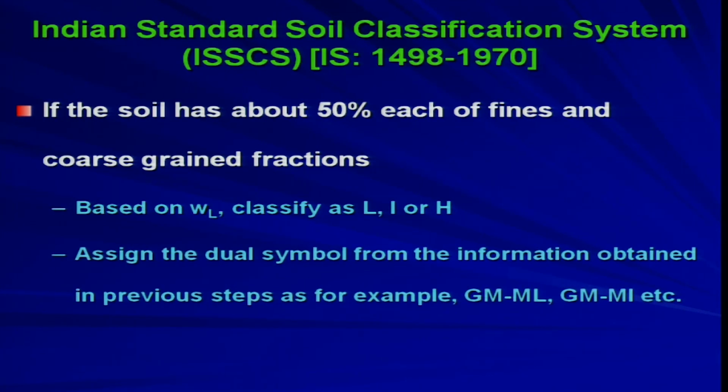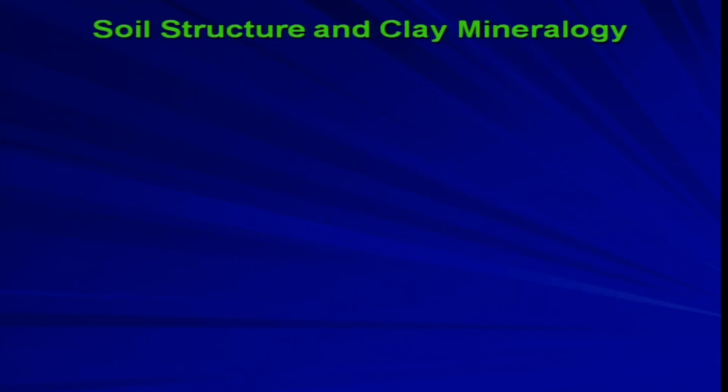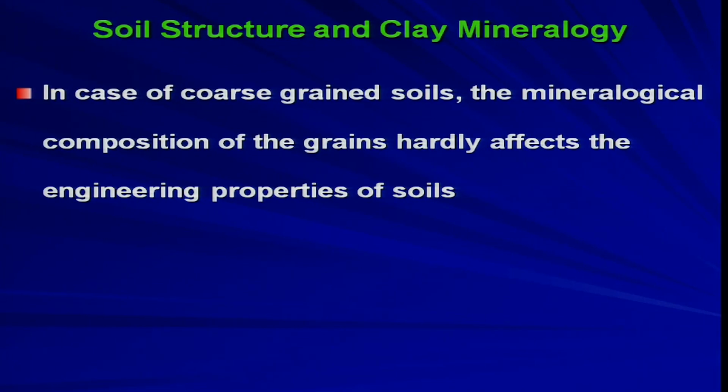Assign the dual symbol from the information obtained in previous steps, as for example GM-ML, that means silty gravel and low plastic silts. So, similarly GM-MI, something like that. Now, coming to the soil structure and clay mineralogy.